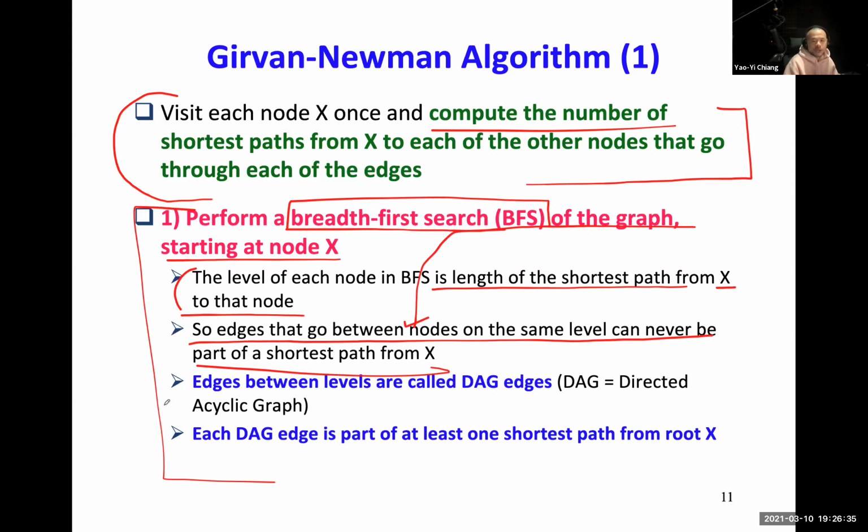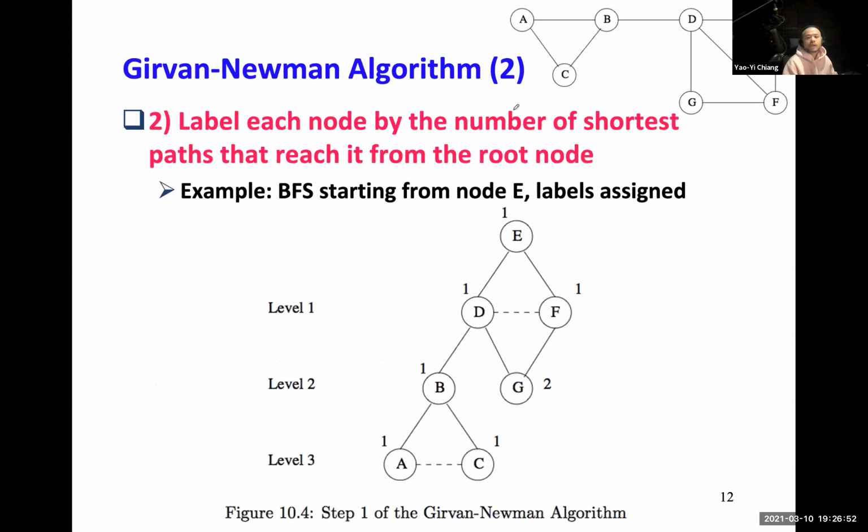Edges between levels are called the DAG. DAG edges, directed acyclic graph. Each DAG edge is a part of at least one shortest path from root X to some node. It looks like this. This is your original graph.